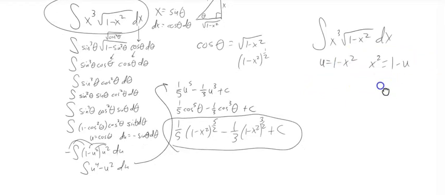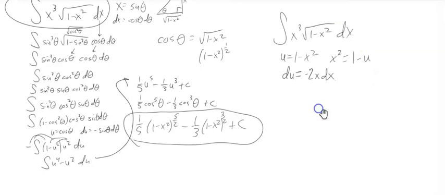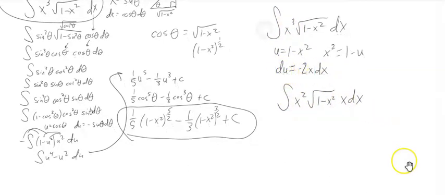So we've got this. And we also know then that the derivative of u would be negative 2x dx. And I don't have an x dx, but I do have an x cubed, which I could break into an x squared and an x. So before I do the substitution, I'm going to rewrite this as x squared, square root of 1 minus x squared, x dx. Notice I just took that x cubed and split it up into x squared times x. So if du equals this, that means that negative 1/2 du equals x dx.